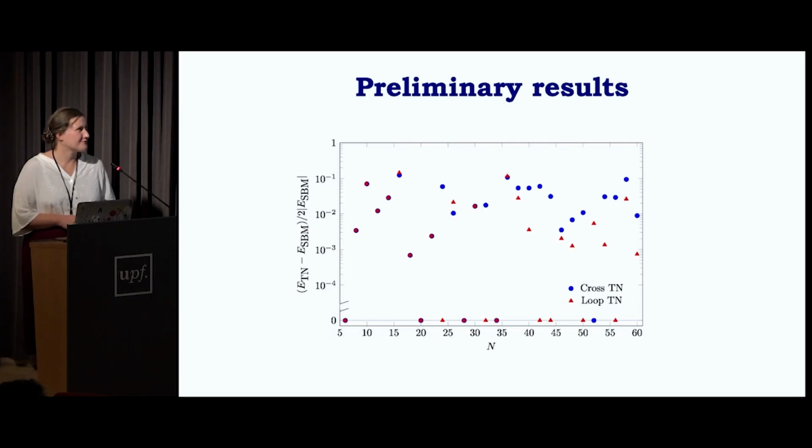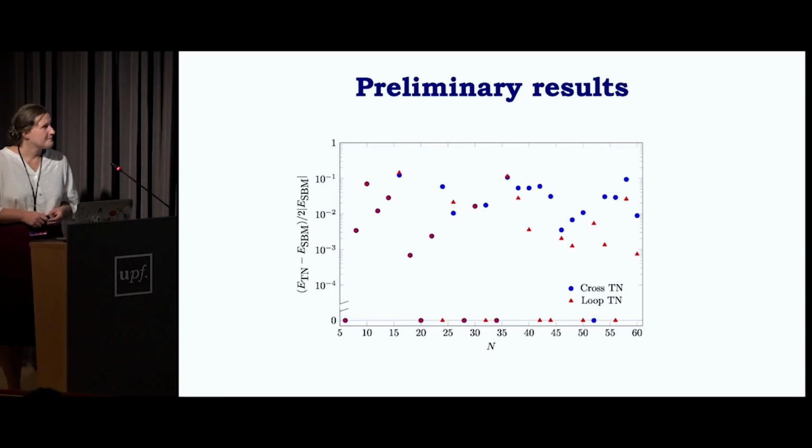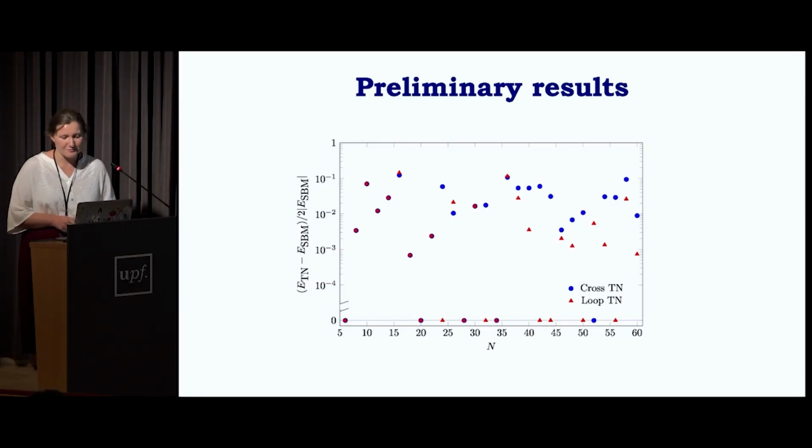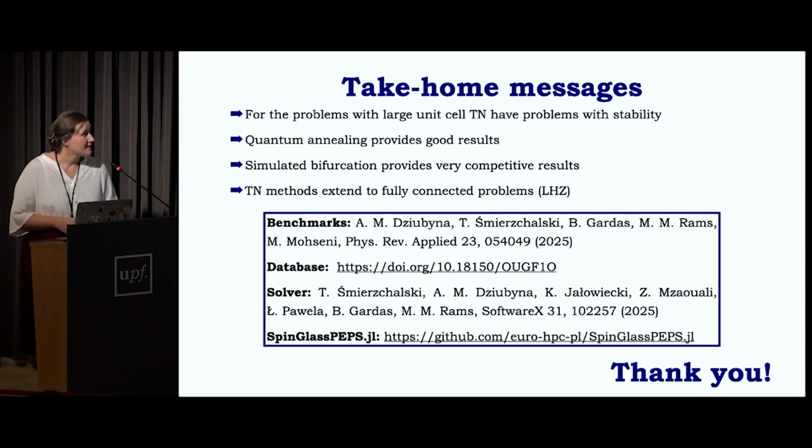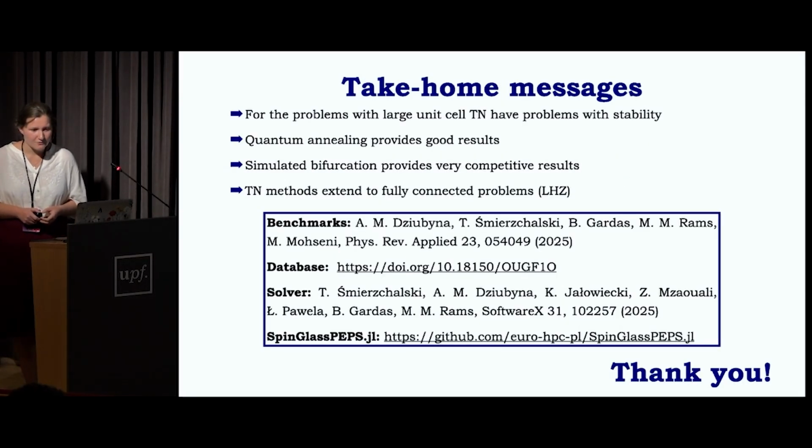Here we also have many problems with contraction stability. The results are for the boundary MPS contraction method. We also tested the corner transfer matrix, CTM. However, it's not converging, surprisingly for us. But overall, these results confirm that tensor networks can be extended to fully connected problems, although numerical stability remains the main limitation. And that brings me to the end of my talk.